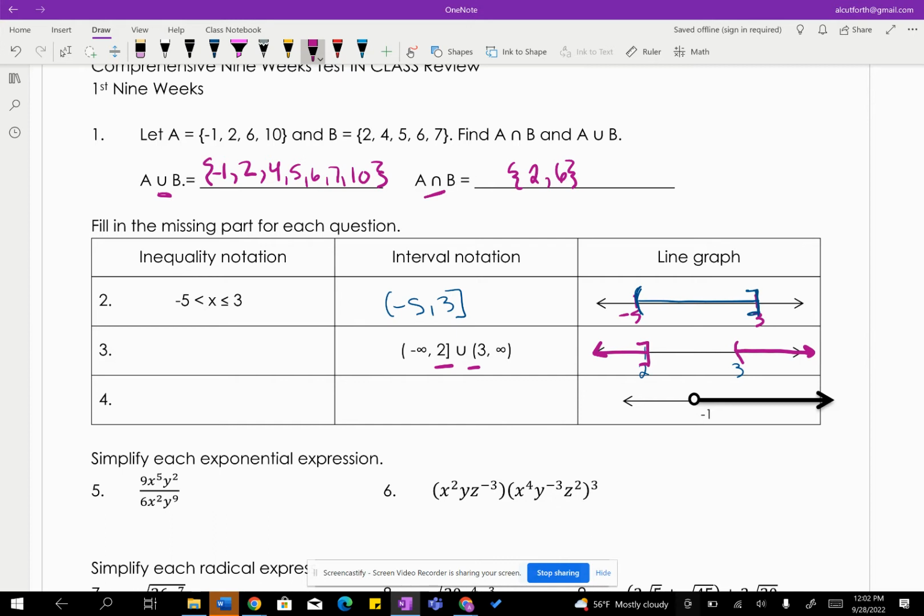Too important. So they have to be separate. Make sure they're separate. You can use the word or. You can use the symbol, the union symbol. So describe that with an inequality. All those numbers there.